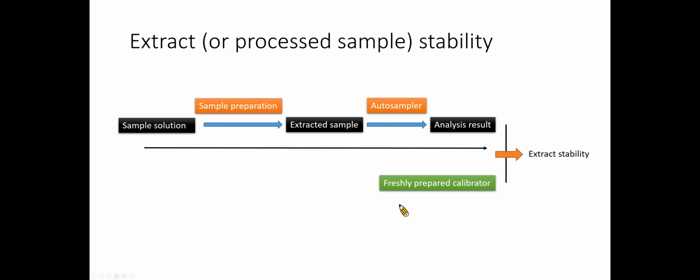Extract stability assesses the degradation of the processed sample relative to the starting material. You should assess the stability of processed samples, including the residence time in the autosampler, against freshly prepared calibrators.